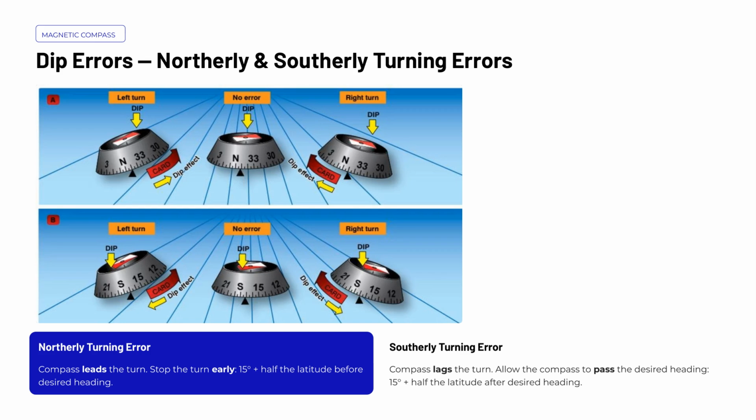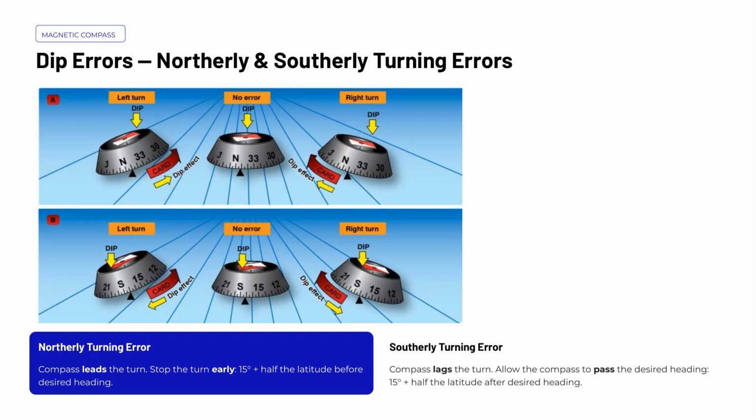When turning through north, the magnetic compass will actually lead the turn, meaning it moves ahead of the aircraft's actual heading. Because of this, you need to stop the turn early. The rule of thumb is to roll out 15 degrees plus half your latitude before reaching your desired heading. For example, if you are at 40 degrees north latitude and turning to north, you would stop the turn when the compass reads 35 degrees, which accounts for the 15-degree base plus 20 degrees, half of 40.